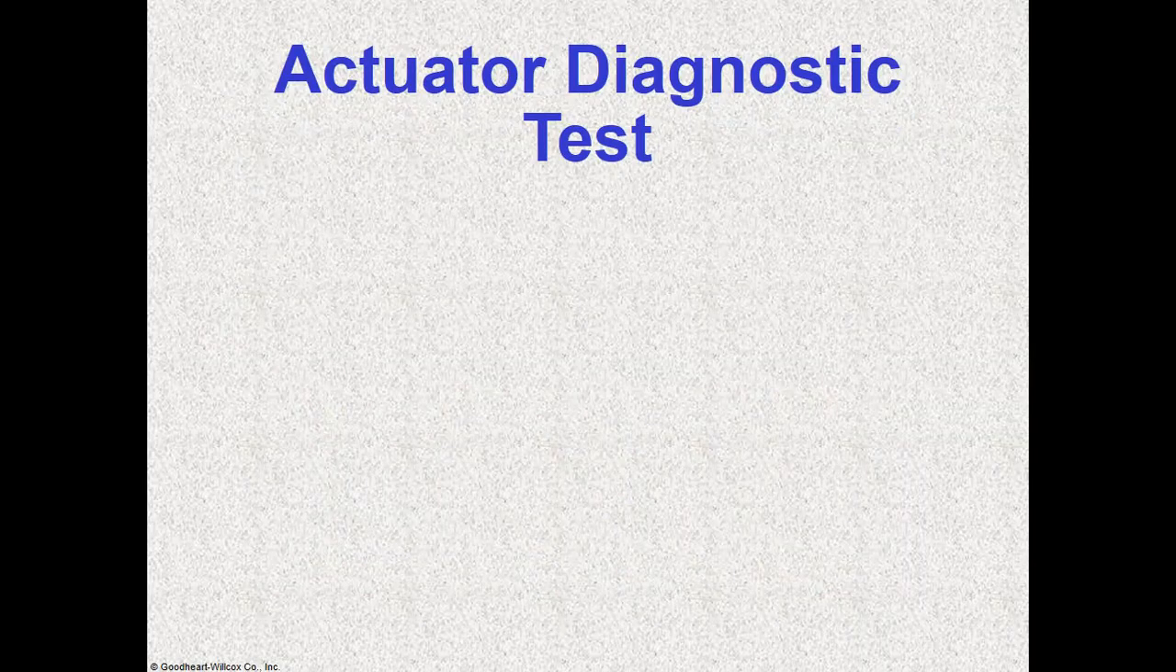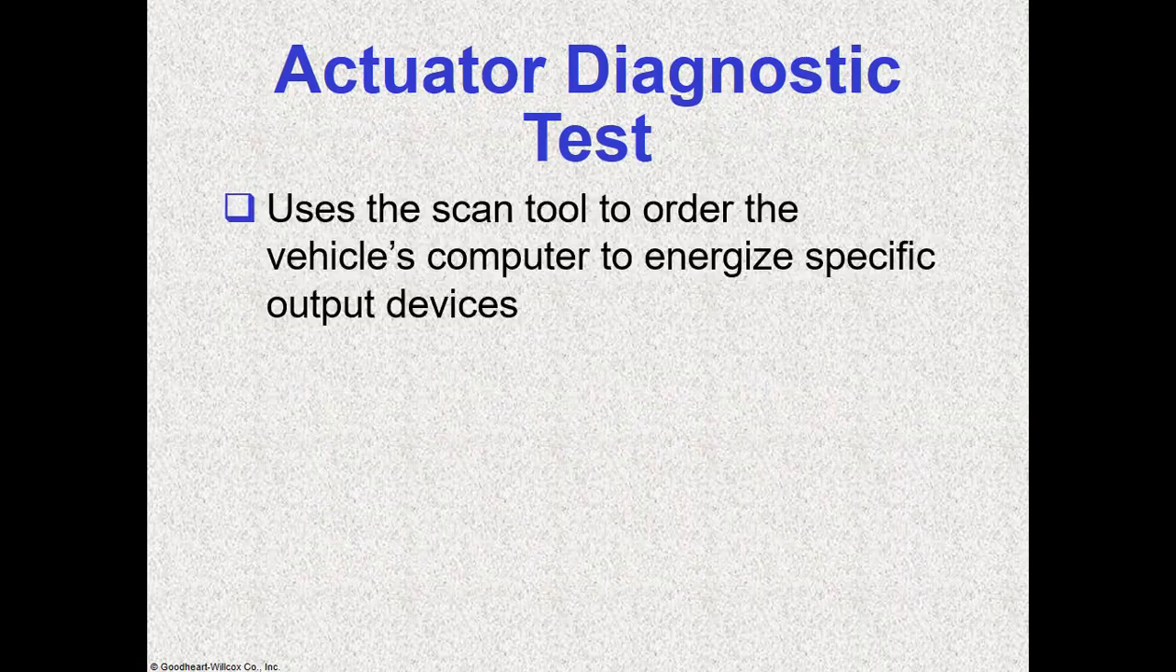So, actuator diagnostic test. It uses the scan tool to order the vehicle's computer to energize specific output devices. In this case, we are actually using the computer to demand certain functions of certain output devices. So it should basically override what the computer is saying and actually tell it what to do.